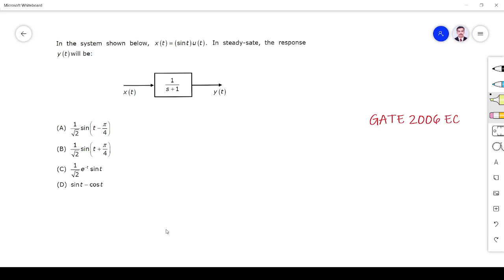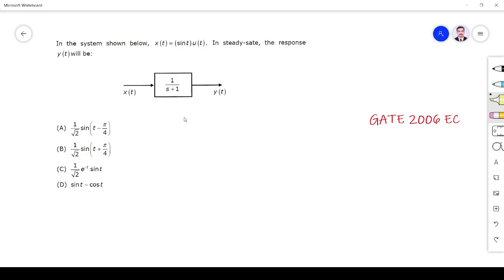Hi friends, in this video let us solve a signal system related question asked in GATE 2006 EC paper. The question is, in the system shown below, x of t is equal to sin t. In the steady state, the response y of t will be dash. The x of t is given and h of t is given. What is y of t?